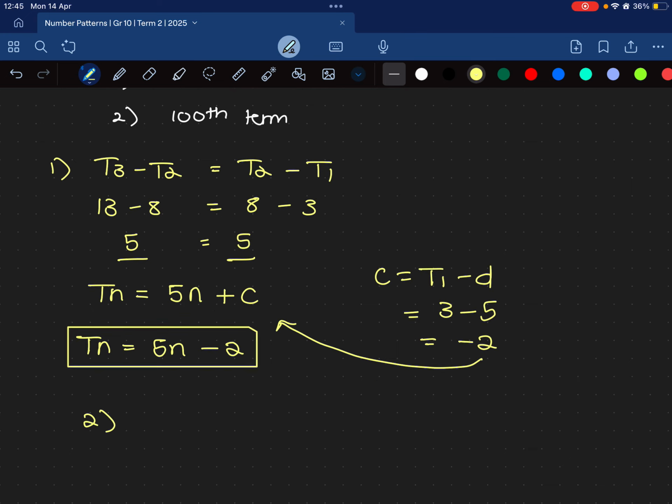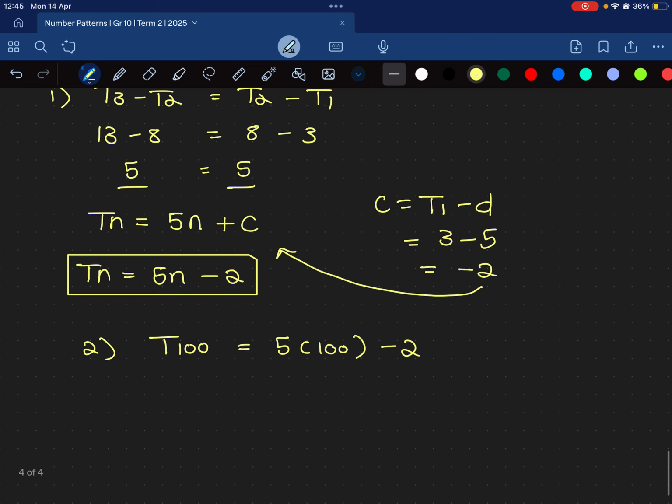Now they said they want the 100th term. So T100 is equal to 5 times 100 minus 2. Therefore, T100 is going to be equal to 498.